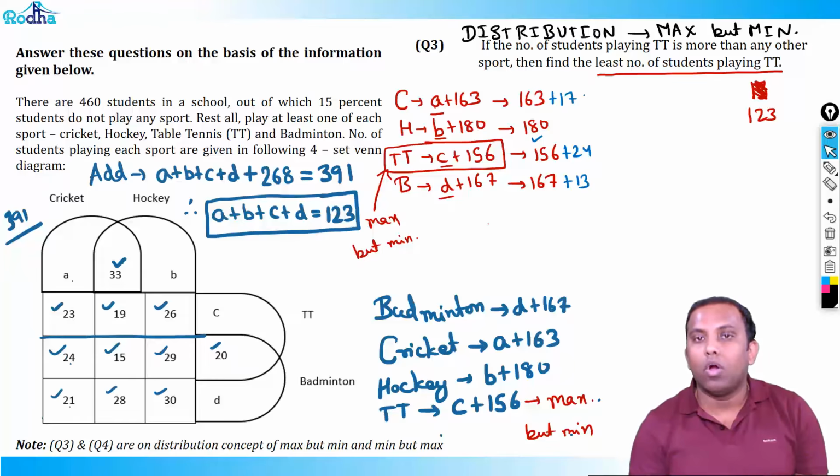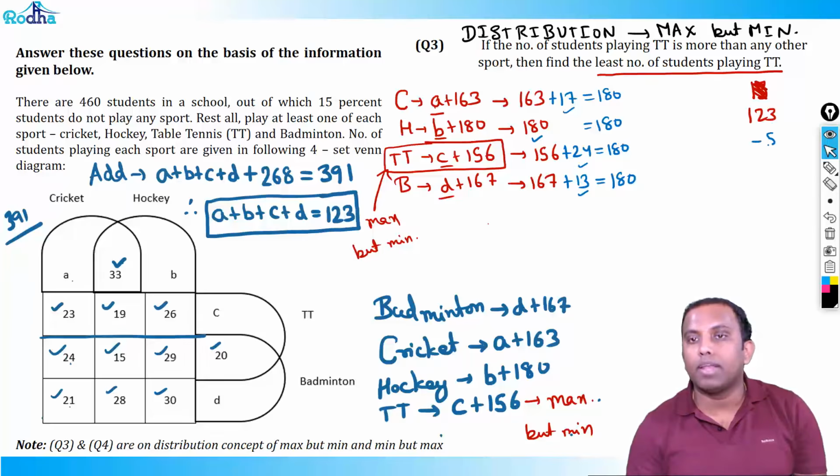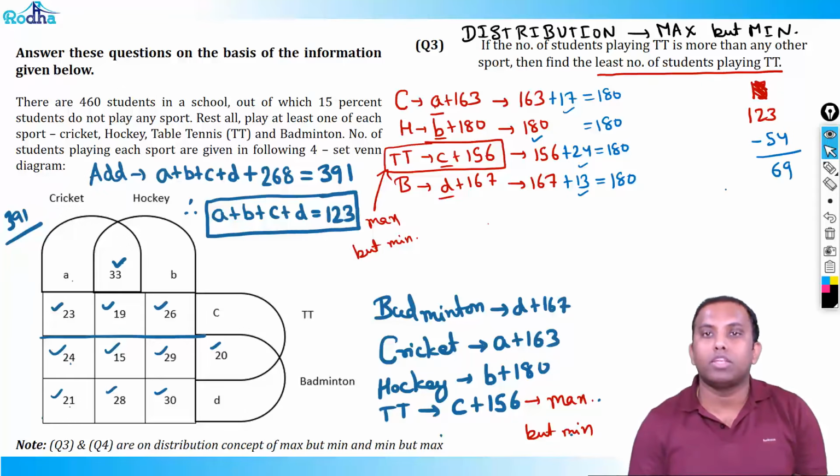How much is it now? All have got 180, 180, 180, 180. How many chocolates am I left with now? So 17 plus 24, 41, plus 13, 54. So 123 minus 54. I'm left with 69 chocolates, right?